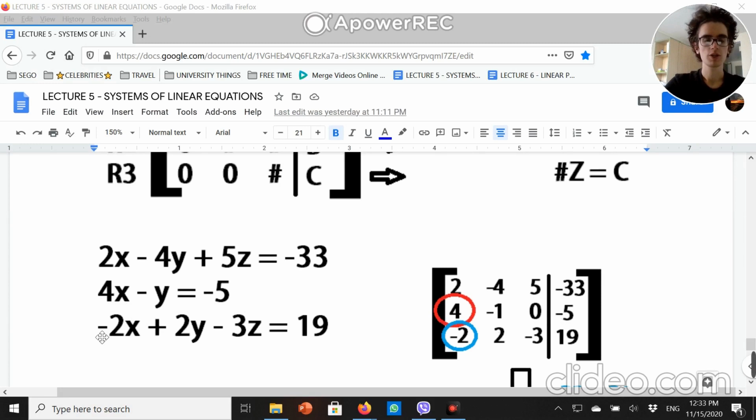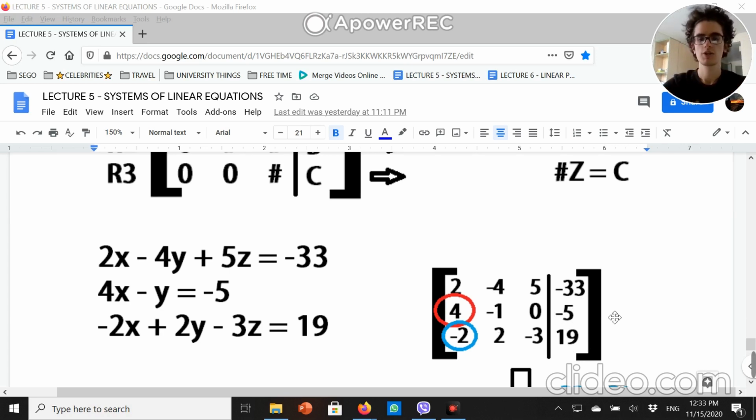And the third equation, negative 2x plus 2y minus 3z equals 19, so negative 2, 2, negative 3, and 19. So this is our organized matrix. You see x values, y values, z values, and instead of rewriting the first two columns, we just write our solutions, or our free factors as you wish.